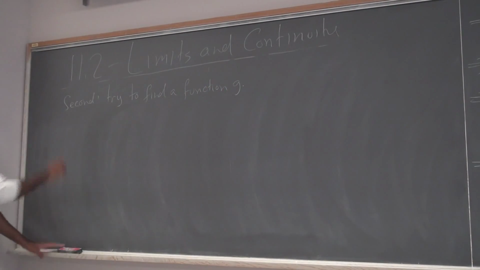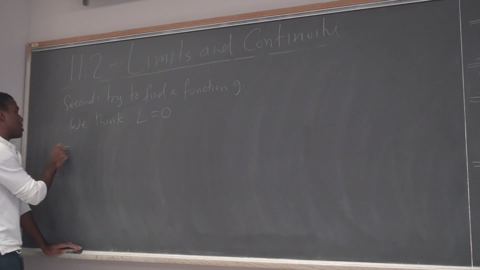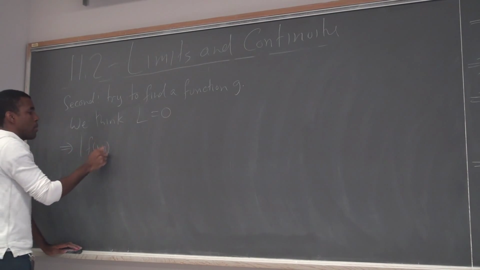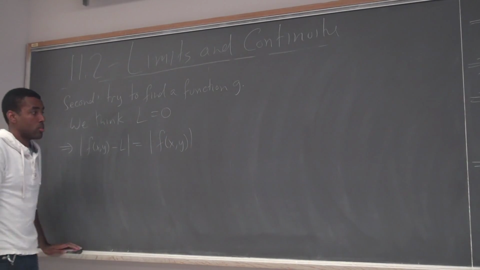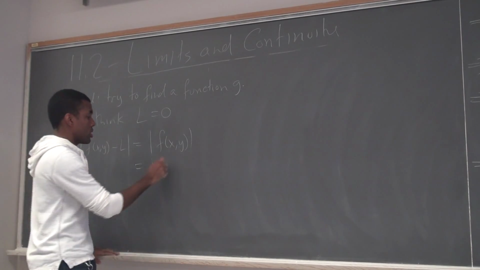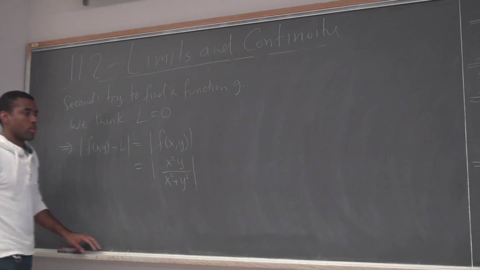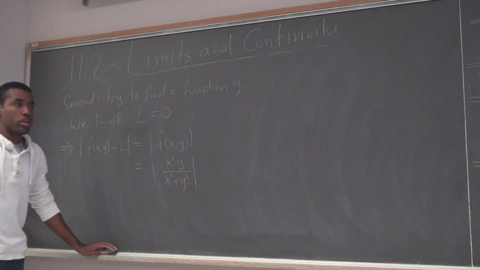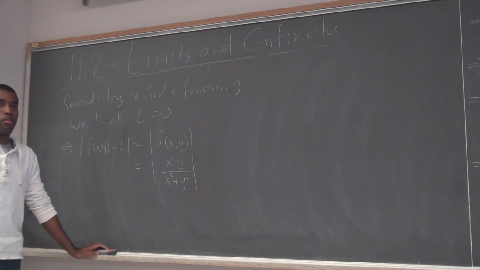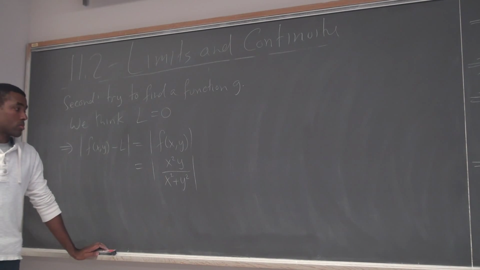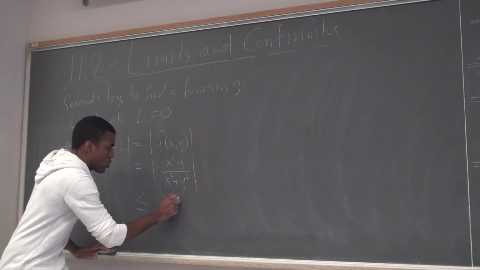So what are we going to want to do? We think L equals 0. This means if I take f of xy minus L, this is just the same as f of xy, because it's f of xy minus 0. f of xy is actually the function x squared y over x squared plus y squared. Now, can you tell me a function that is greater than or equal to that and goes to 0 at the same time? This is less than or equal to x squared y over x squared.